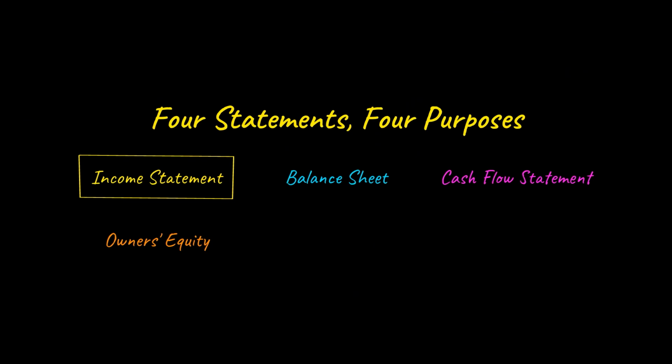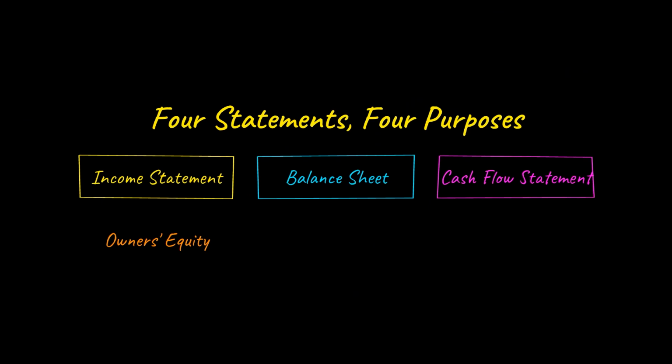Companies prepare 4 financial statements, each built for a different purpose. The income statement covers profitability over a period. The balance sheet shows what a firm owns and owes at a single point in time. The cash flow statement tracks sources and uses of cash. The owner's equity statement shows how the owner's stake changed.